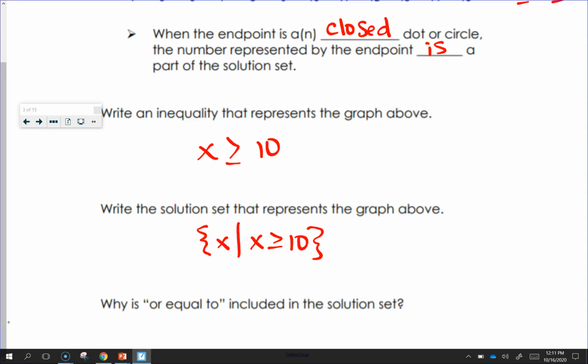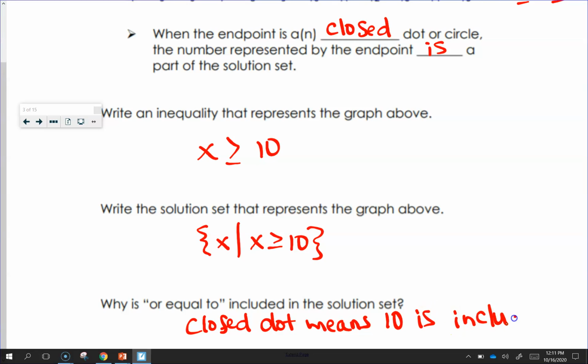Y is greater than or equal to 10, so 10 is included in this solution set. What made us write that in the first place? Because we had a closed dot. A closed dot means that the 10 is included.